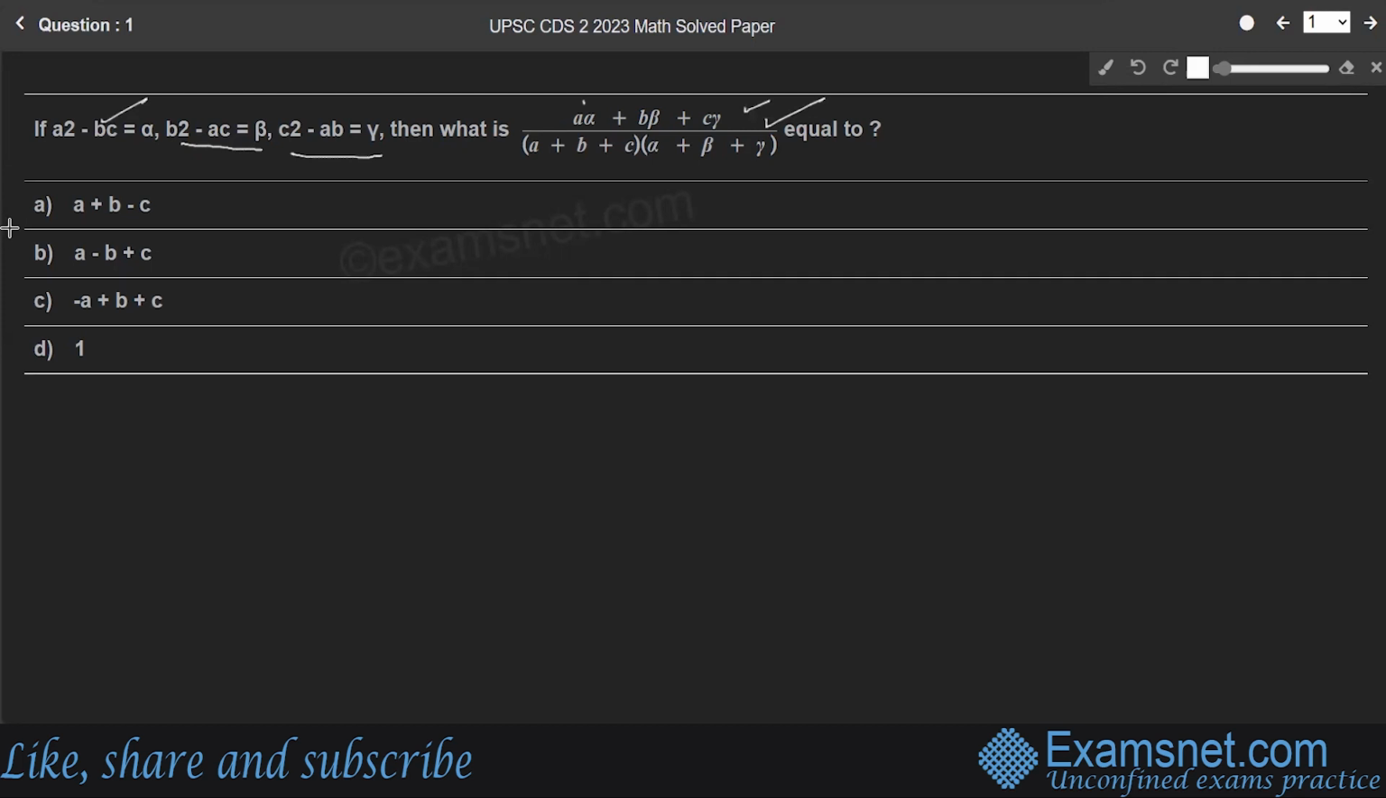In the given data, a square minus bc is given as alpha. So here we need a alpha according to the numerator part. For that, let us multiply the first equation. If you name these equations as equation 1, 2, and 3, equation 1 into a gives a square minus bc into a, which is a cube minus abc, equal to a into alpha on the right-hand side.